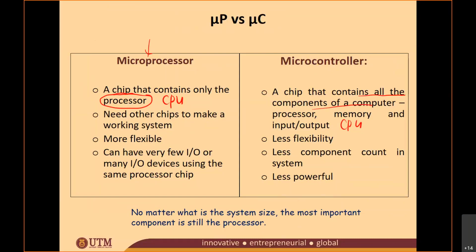Next, the microprocessor needs another chip to make a working system. To make one computer system, for the microprocessor you need to add other chips such as ROM, RAM, as well as your I/O peripherals. And the microprocessor is more flexible, and the microcontroller is less flexible. Why is this one more flexible and this one less flexible?